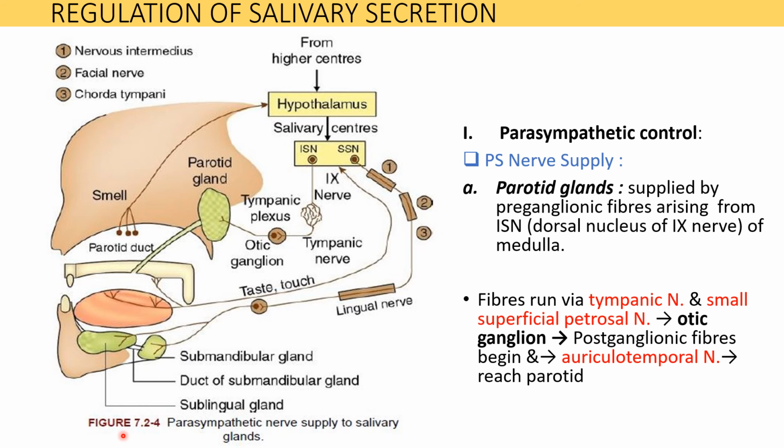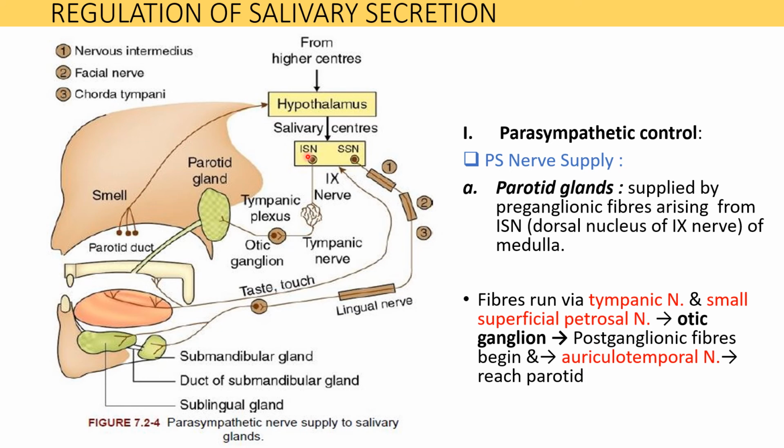Let us first see the parasympathetic control of the salivary secretion. Here in this diagram you can see this is the parotid gland, this is the submandibular and the sublingual gland, and here this is a pictorial representation of the medulla. So the parasympathetic control is mostly coming from the medulla, and the medulla consists of two different nuclei. One is the inferior salivary nucleus and the other is the superior salivary nucleus. So let us see the parasympathetic supply to the parotid glands.